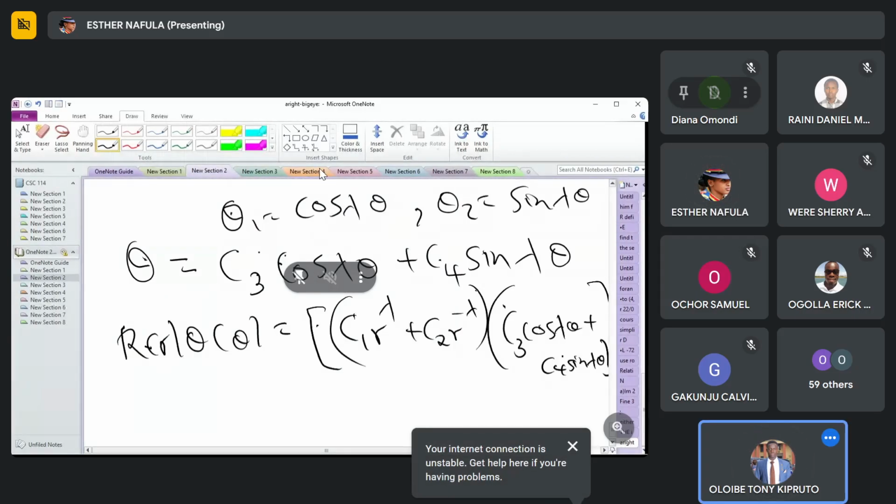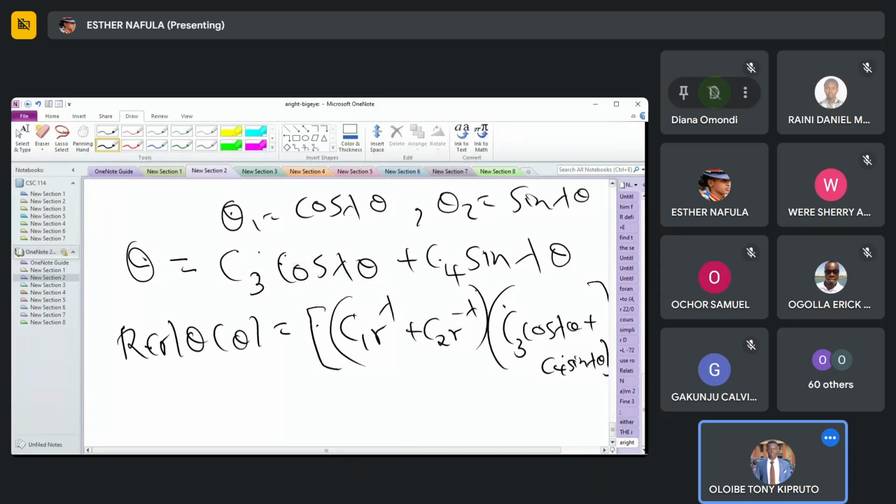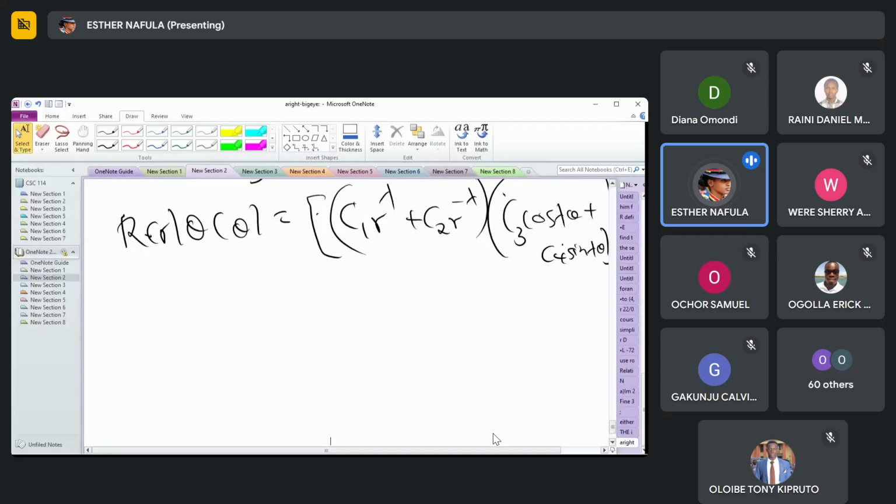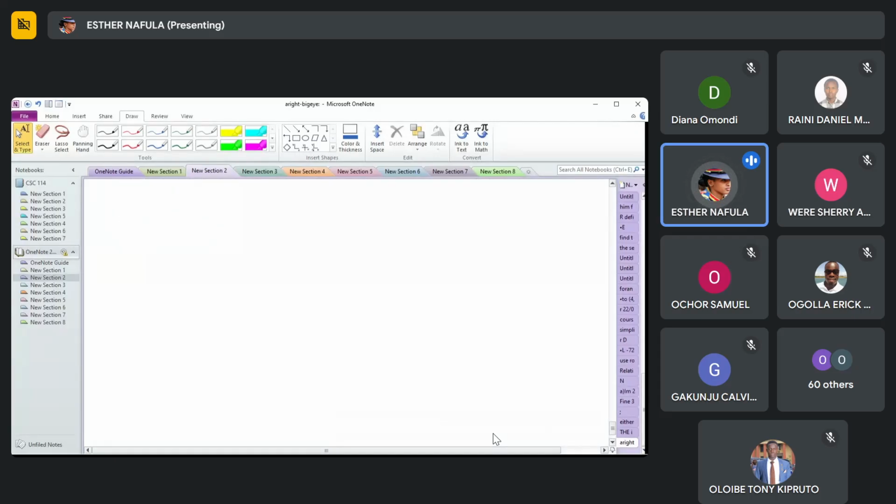Where did you get the cosine and the sine? If you solve an ordinary differential equation, and the roots of the characteristic equation turn out to be complex in nature, then the general solution is given by a constant times cosine of something times theta plus. We went through this. Let me just do it one final time.